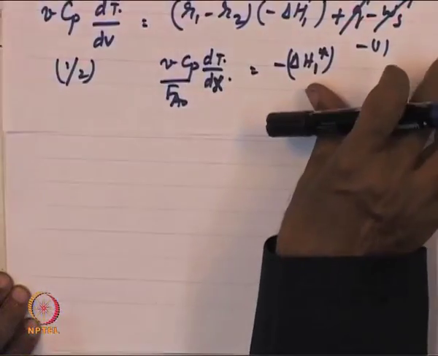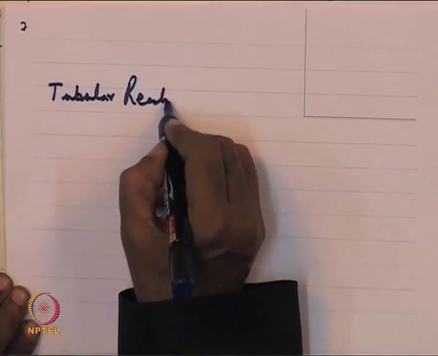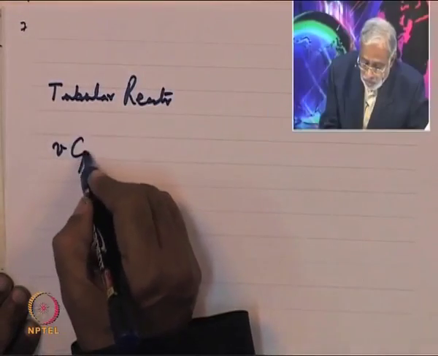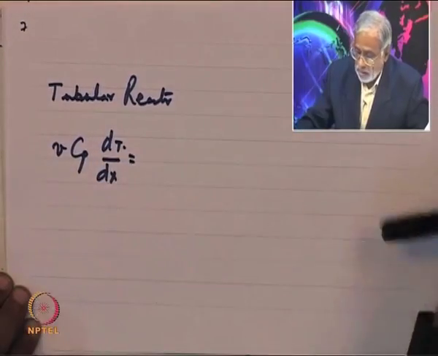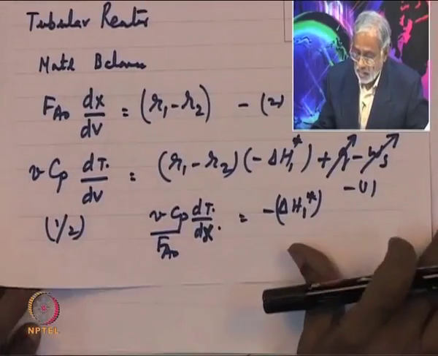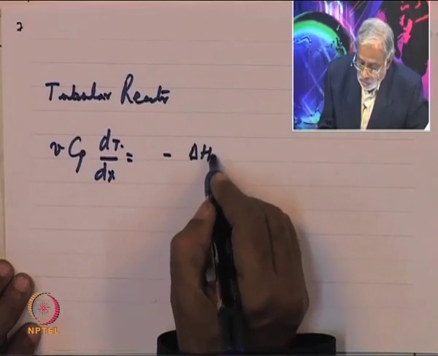So, let me set it up once again. I am just rewriting this equation once again. So, we get V C P. This is once again a tubular reactor. We have V times C P dT/dx on the left hand side, and the right hand side has minus delta H1 star. So, it is equal to minus of delta H1 star.